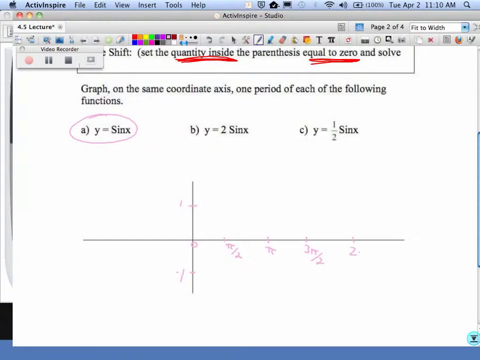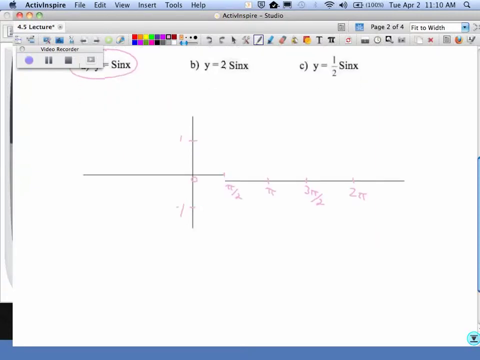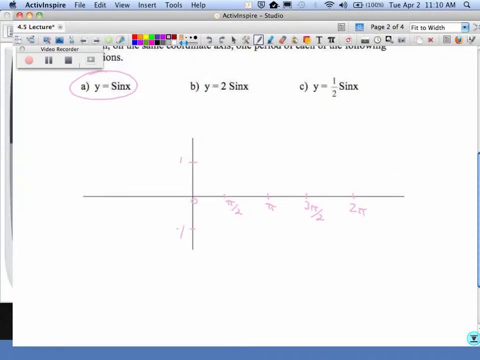And so remember, where does sine start? At the midline, or 0, to a maximum, to a midline, to a minimum, back to the midline. So I'm doing just the regular sine function. We just graphed it over on the last example, and we're doing it again. What happens when I switch to 2 sine of x? What am I changing?